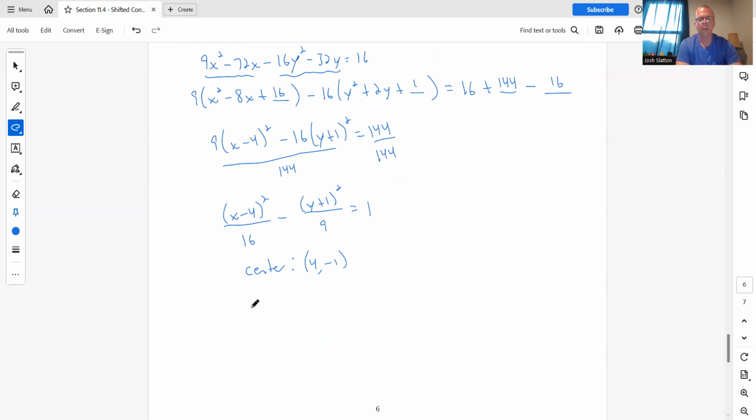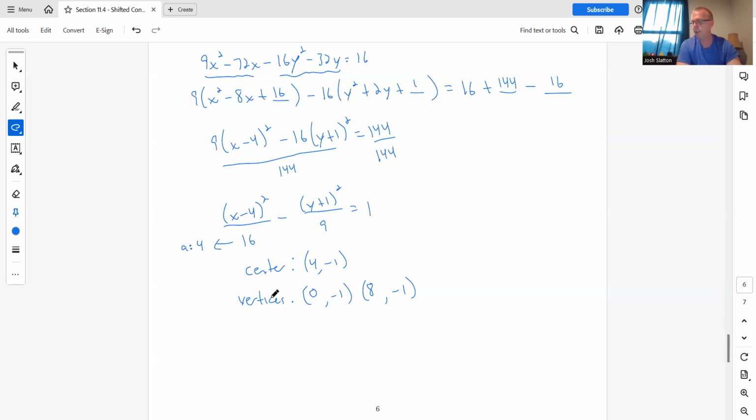The vertices: these are opening horizontally, so the y part is not going to change. We have 2 vertices, and negative 1 is going to be the y coordinate on both. Now what do we do with the 4? This tells us that a squared is 16, so a is 4. We're going to add and subtract 4 from the x coordinate, which gives us 0 and 8. So there are our vertices.